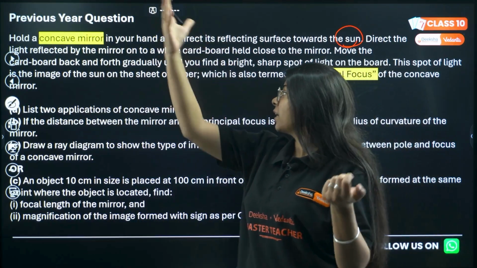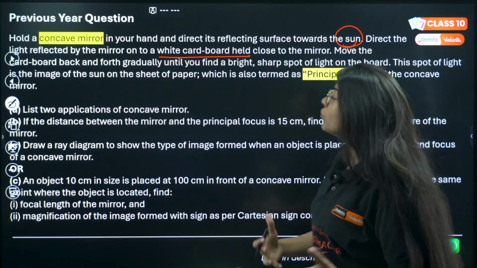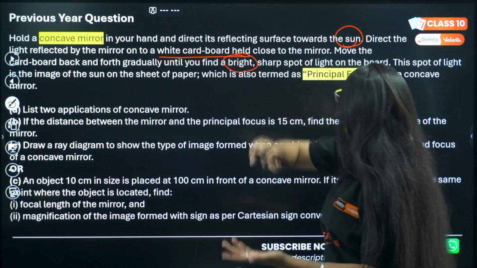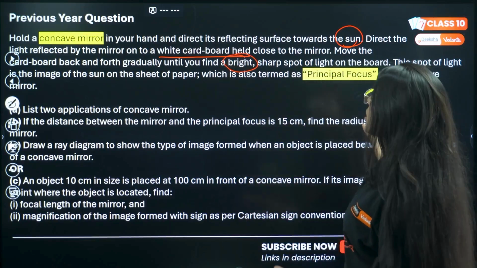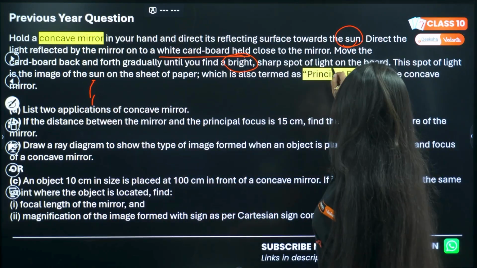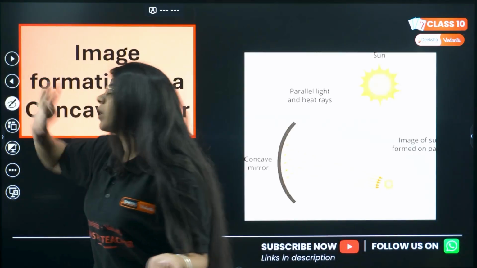Direct the light reflected by the mirror onto a white cardboard held close to the mirror. Move the cardboard back and forth gradually until you find a bright, sharp spot of light on the board. This spot of light is the image of the sun on the sheet, which is also termed as principal axis. So what is happening here?